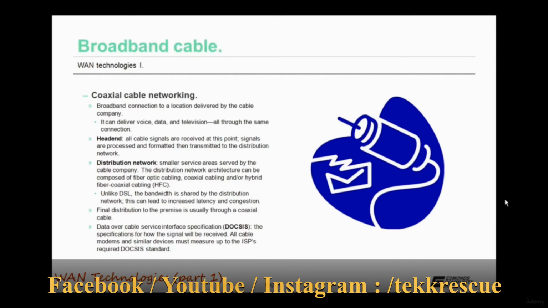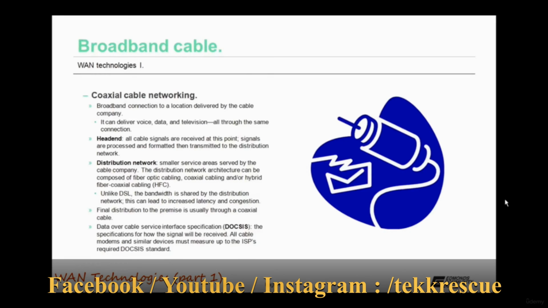Broadband cable is coaxial cable networking. It's a broadband connection to a location delivered by the cable company. Broadband cable can deliver voice, data, and television all through the same connection. And the way it works is the digital signal is delivered to the head-end. This is where all the cable signals are received. The signal is then processed and formatted and then transmitted to the distribution network.